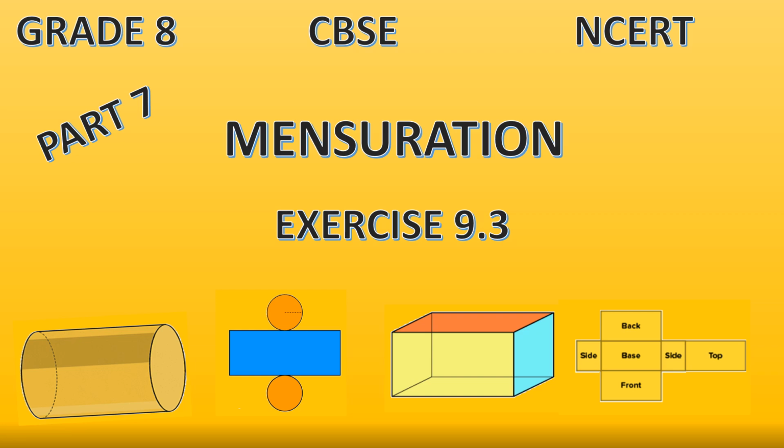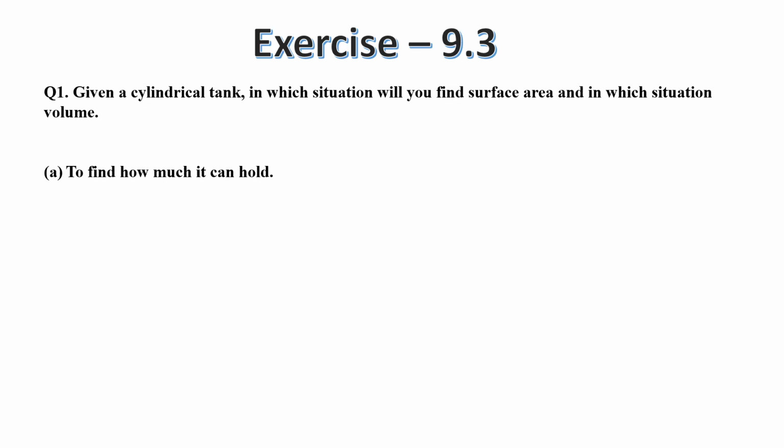In this video, I will be solving exercise 9.3 of the chapter Mensuration. Question number 1. Given a cylindrical tank, in which situation will you find surface area and in which situation volume? To find how much it can hold. So how much it can hold will depend on the capacity of the tank, right? So in this case, you have to find the volume.